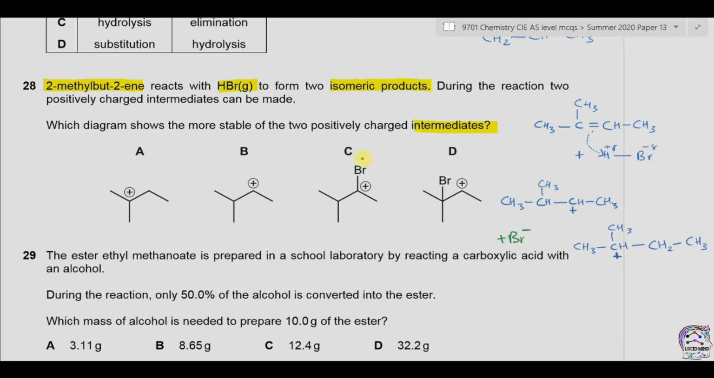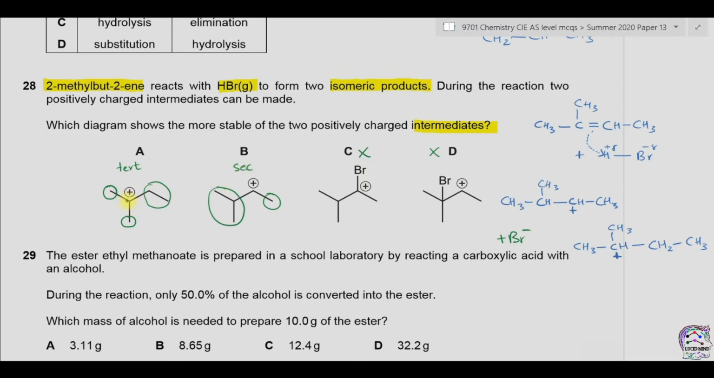Now looking at the given options, we can see that C and D are wrong because they have attached bromine first and only A and B are left behind. So among A and B we can see that there are 3 alkyl groups attached with this carbocation and there are 2 alkyl groups attached to this carbocation. A is tertiary carbocation and B is secondary carbocation.